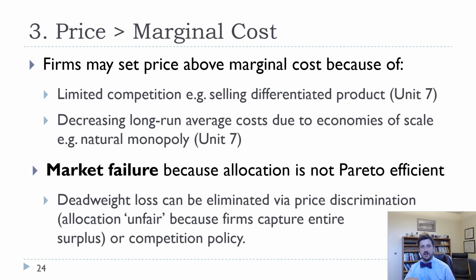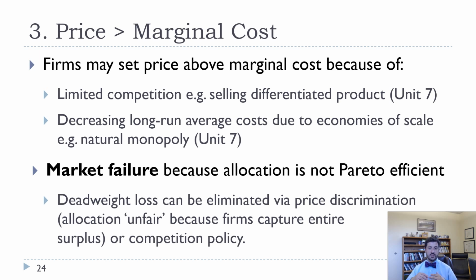So one last possibility of market failure, which is probably the most common type of market failure, is when price is larger than marginal cost, right? And we saw this in Chapter 7, where limited competition, when firms have some market power, when they're facing a downward sloping demand curve, allows them to set price above marginal cost.